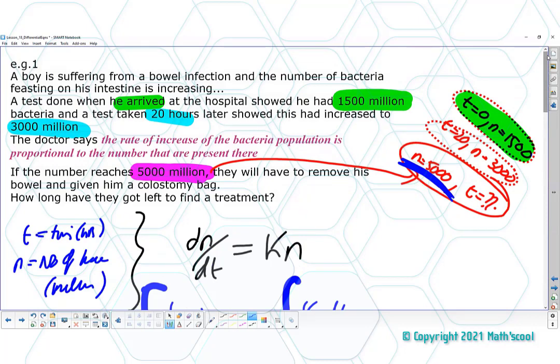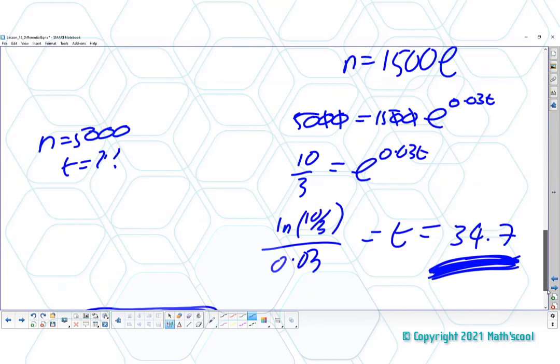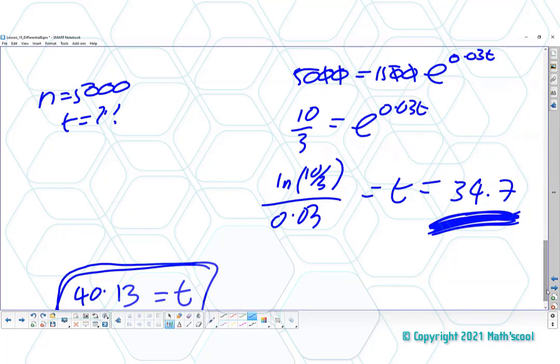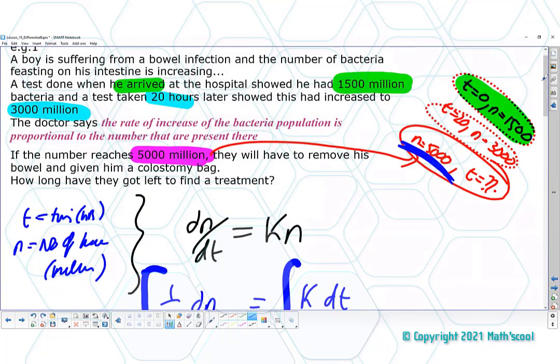It says, a boy suffering from a bowel infection. When he arrived at the hospital, he had 1,500 million. A test taken 20 hours later showed it increased to 3,000 million. If the number reaches 5,000 million, they'll have to remove his bowel and find a new treatment, and he'll have no bowel left. So it's all right, don't worry. We've got 34 hours, which is more than a day left. So I'll do it tomorrow. I'll go home today, and tomorrow I'll come back and figure out this problem. It won't be that hard. Just finding the right antibiotic should do the trick.